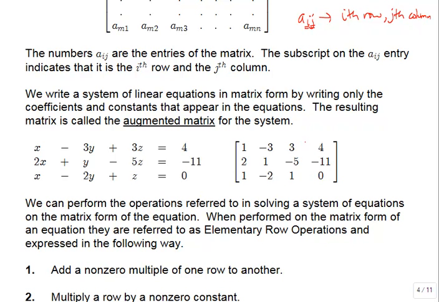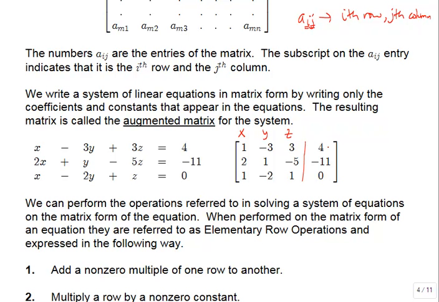Sometimes with these matrices you'll see a vertical line like this that separates all the variable coefficients from the constants on the other side of that equals. This is always assumed to be the x coefficients in this column, the y coefficients in this column, and the z coefficients in this column.